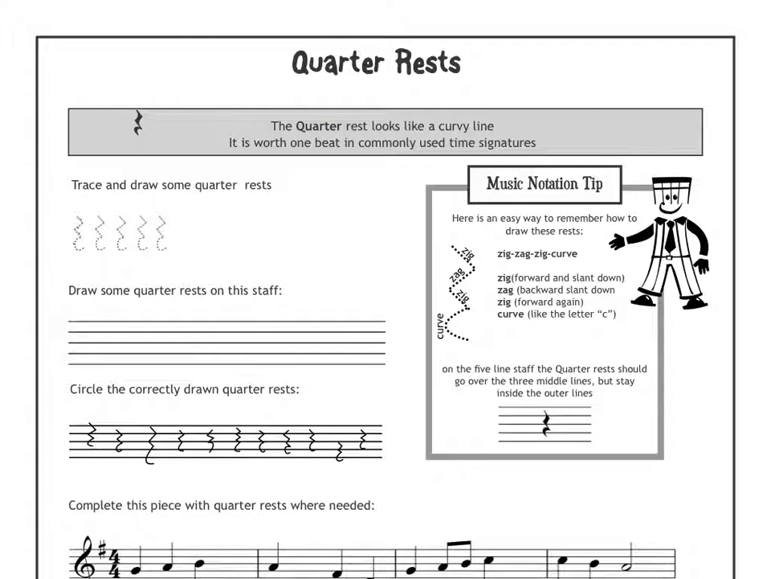The quarter rest looks kind of like a lightning bolt to me. That's how I recognize it. Some people say it looks like a weird letter Z, like a Z with a curly Q off the bottom. Other people have different interpretations of what it actually is. If you want to use this little strategy for how to draw it, zigzag, zig, curve, that works.